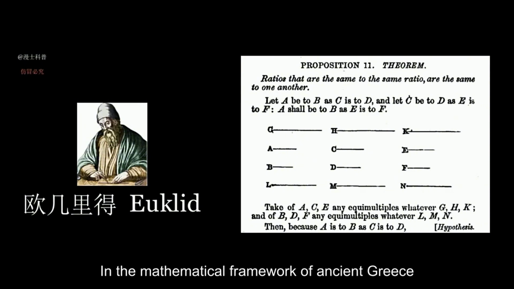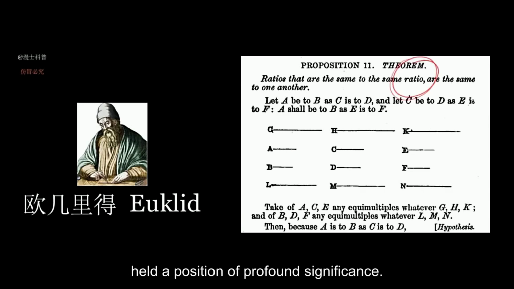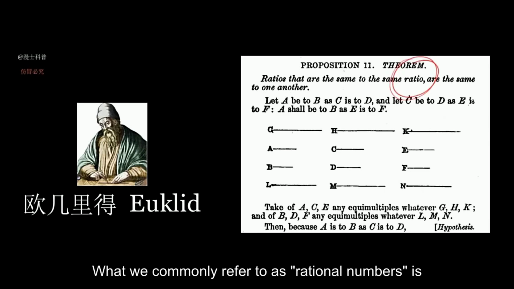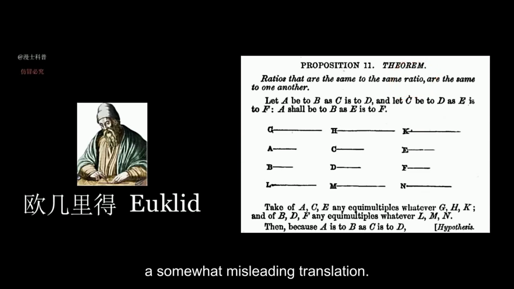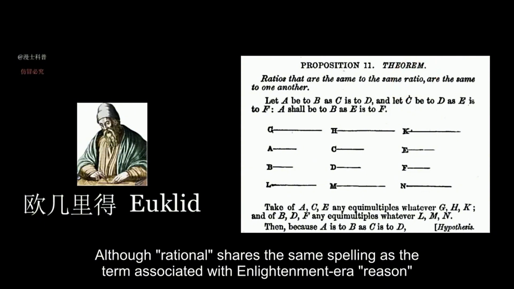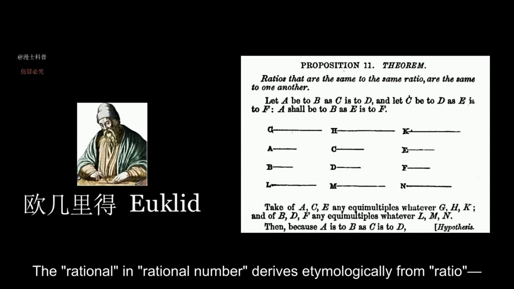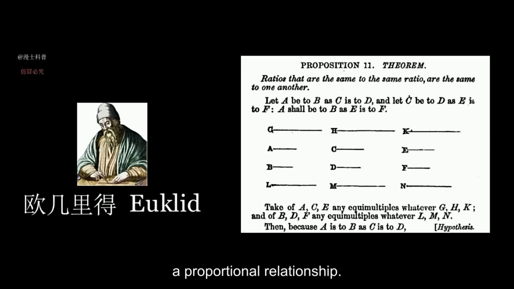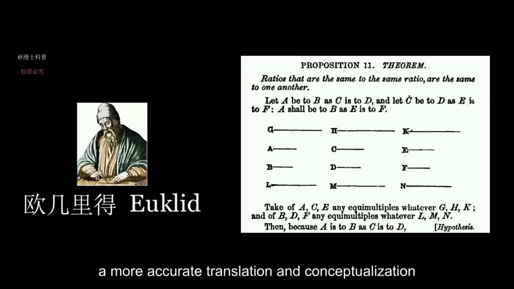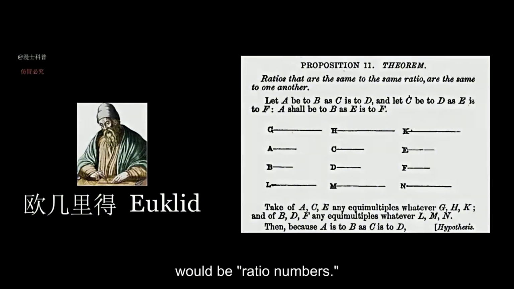In the mathematical framework of ancient Greece, the concept of ratio, what you see here is ratio, held a position of profound significance. What we commonly refer to as rational numbers is, in fact, a somewhat misleading translation. Although rational shares the same spelling as the term associated with Enlightenment-era reason, its meaning here carries a subtle distinction. The word rational in rational number derives etymologically from ratio, that is, a proportional relationship. Thus, a more accurate translation and conceptualization would be ratio numbers.